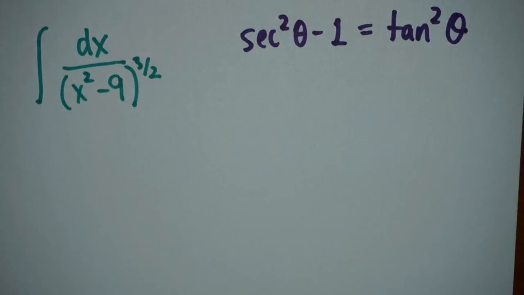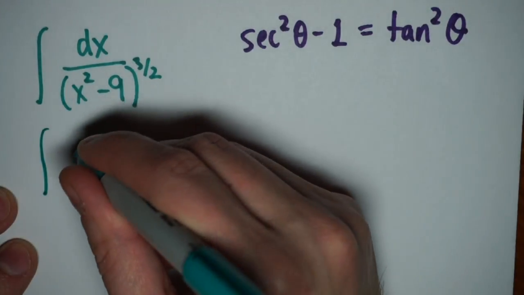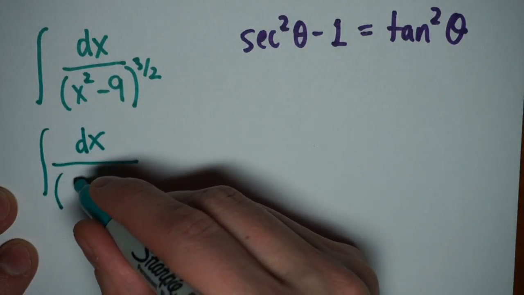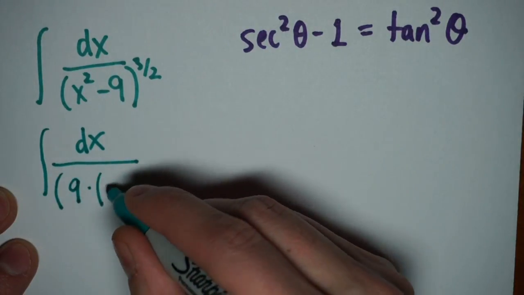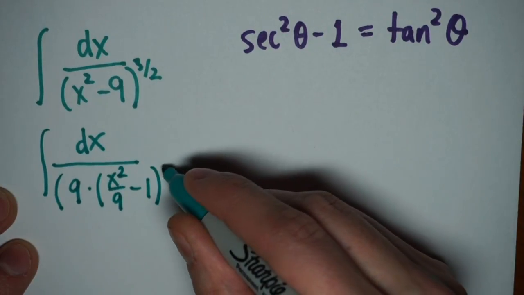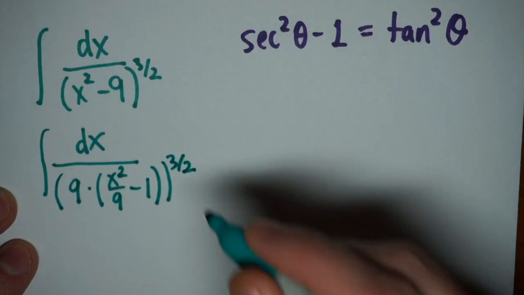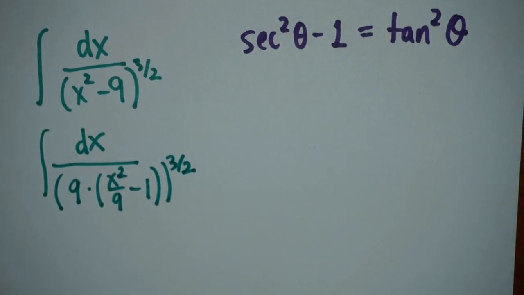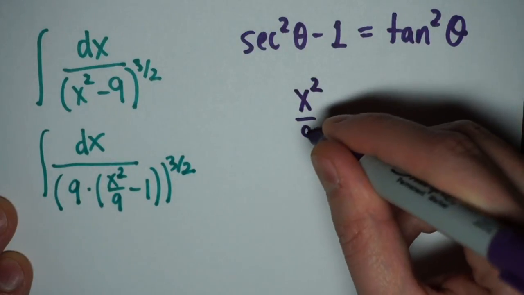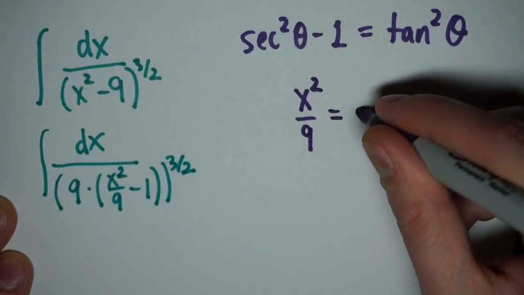The main feature of the Pythagorean identities is that they always involve the number 1. Because we're working with the number 9, we need to factor to change this into a 1. So we're going to factor the 9 out of our denominator, and we end up with x squared over 9 minus 1, all multiplied by 9, and then raised to the 3/2 power. We'll be able to pull this 9 out of the 3/2 power later, but from where it stands right now, it's not going to affect using the identity. So we need x squared over 9 to replace the secant squared of theta.